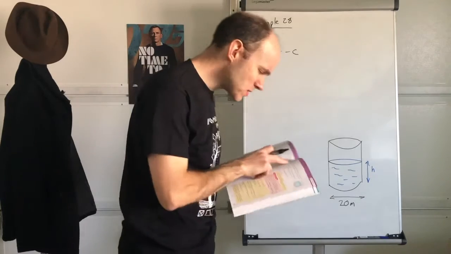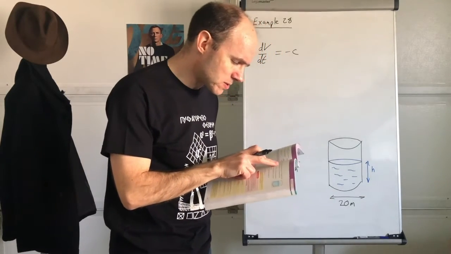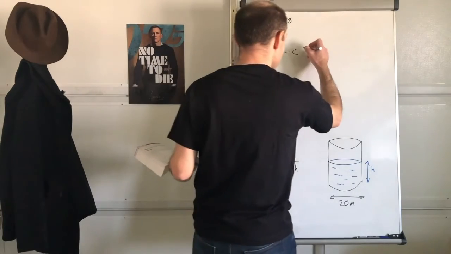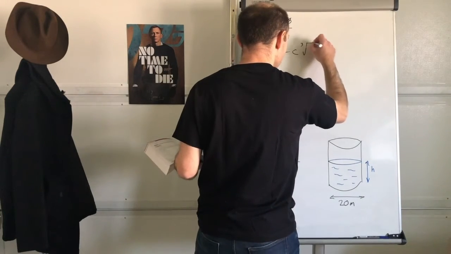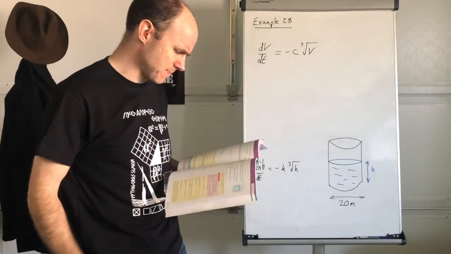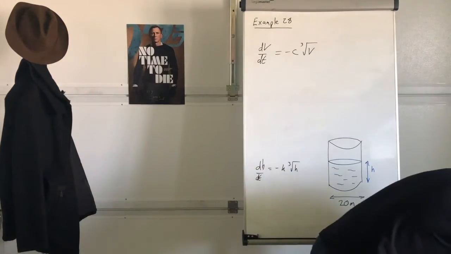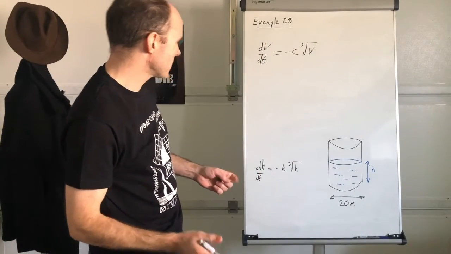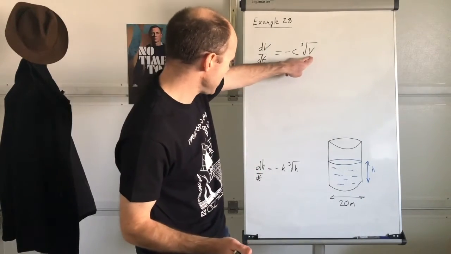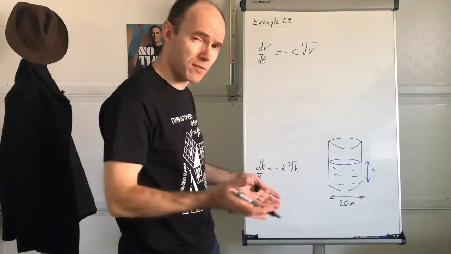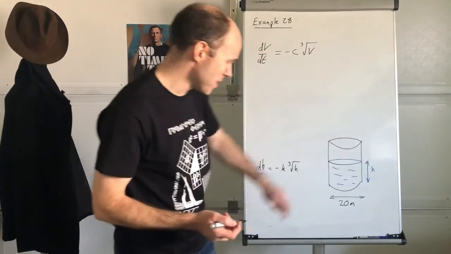Okay, so let's read the question again. Water flows out at a rate proportional to the cube root of the volume. So that's the cube root of the volume, isn't it? So that's it. Okay, right, next. Well, we see that this here is not in terms of V, is it? So we're going to need to work out what the volume is. That's kind of why this is here.